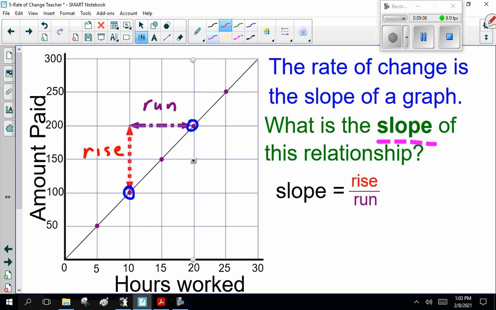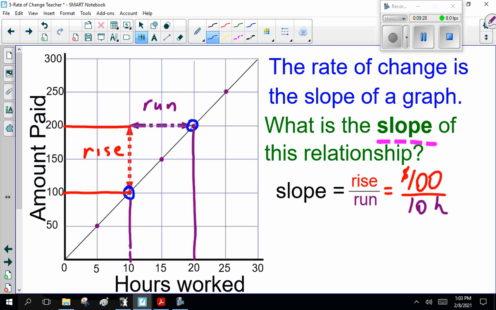Anyway, so rise is what? Going from $100 to $200. So what is 200 minus 100? $100. What's the run? Well, I'm going from 10 hours to 20 hours, so that's 20 minus 10, that's 10 hours. So what's my slope here? Well, graph calculator. What is 100 divided by 10? Well, $10 per hour.